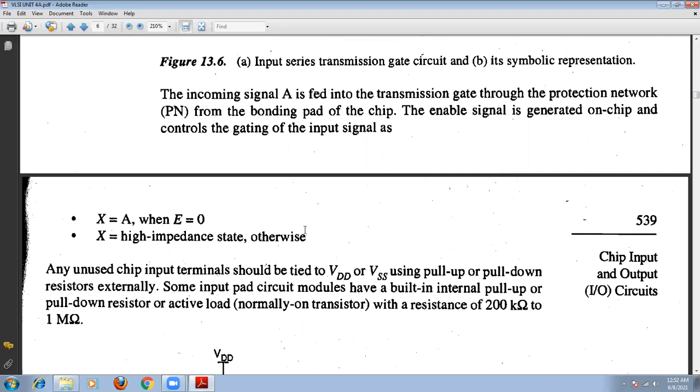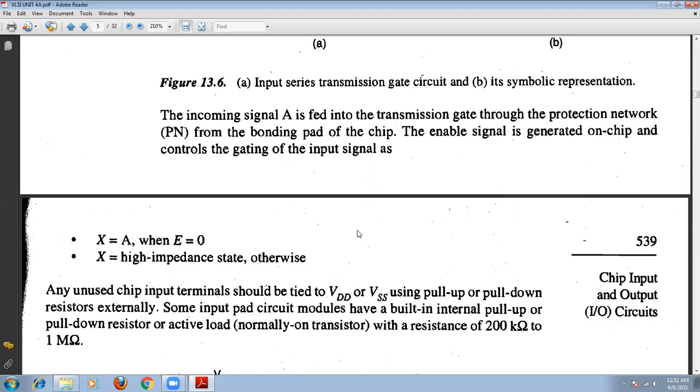Similarly, if any unused input terminals are present in the circuit, they should be tied to VDD or VSS. If any unused chip inputs are present, those unused input terminals should be tied to VDD or VSS using pull-up or pull-down transistors externally.